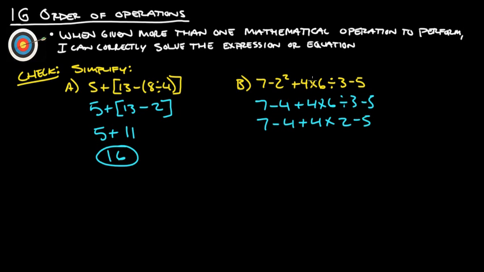All right, and then next step is multiplication. 7 minus 4 plus 4 times 2 is 8 minus 5. Next step is subtraction. 7 minus 4 is 3. And then we're going to add 8 minus 5, which is also 3. And so we add 3 and 3 together to get 6.